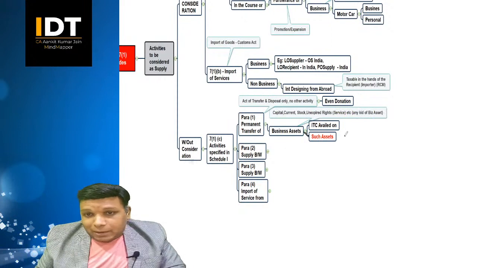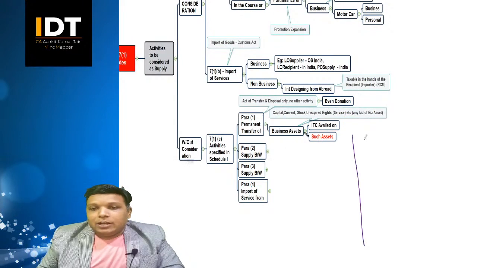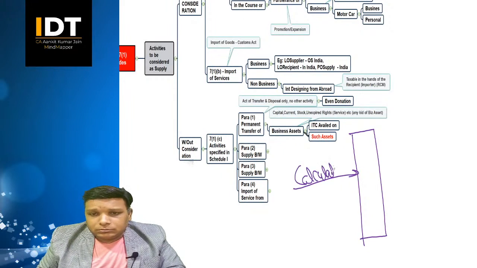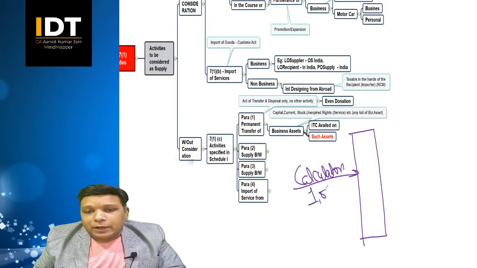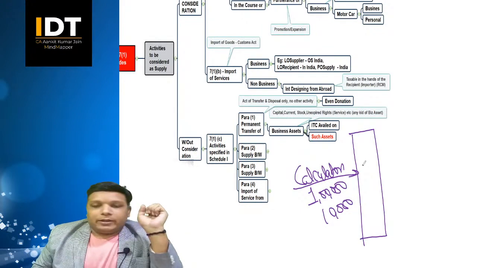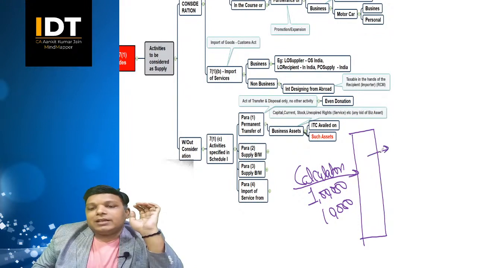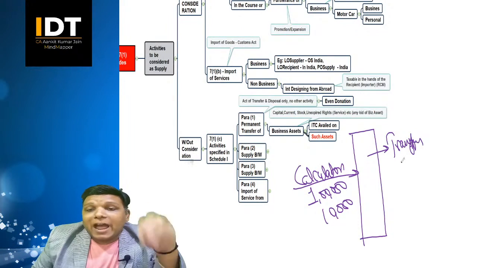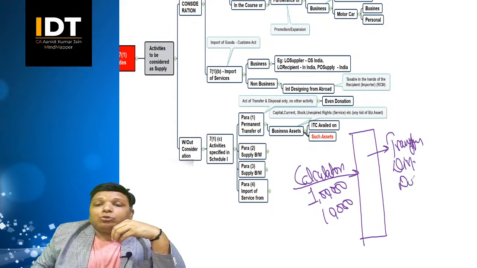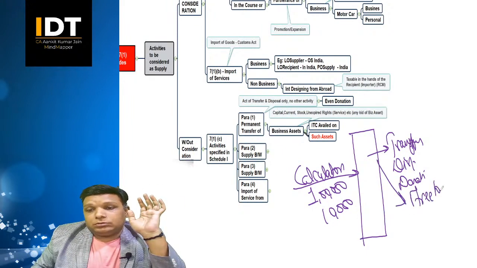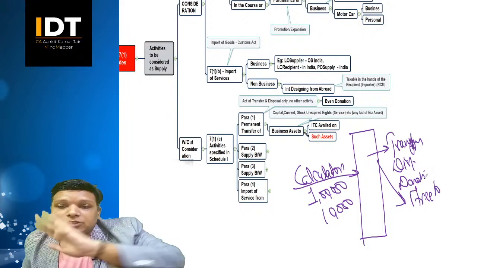Let me quickly give you one more example so it gets more clear. This is my office. I am buying calculators worth 1 lakh rupees and 10,000 is the GST. Now suppose I am not selling these calculators, and I am transferring these calculators, or disposing of them, or donating them. Or I am giving them free of cost to my friend. That means I am not charging any consideration.